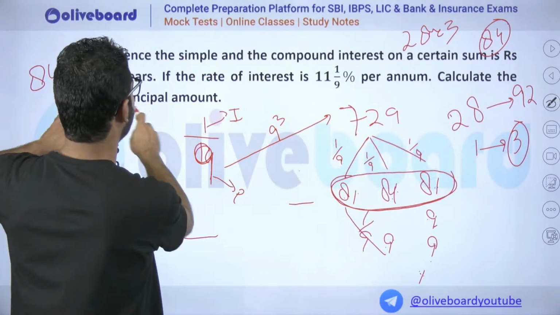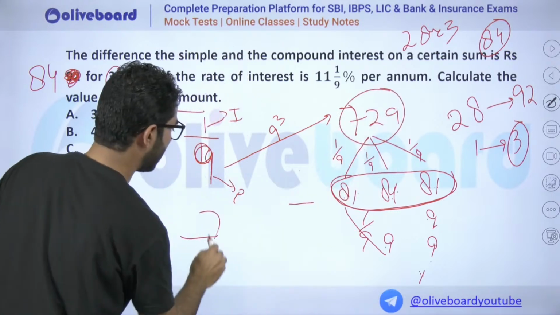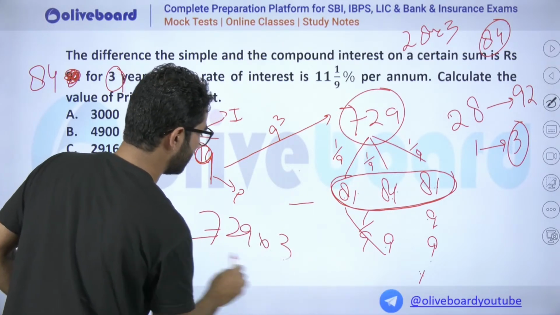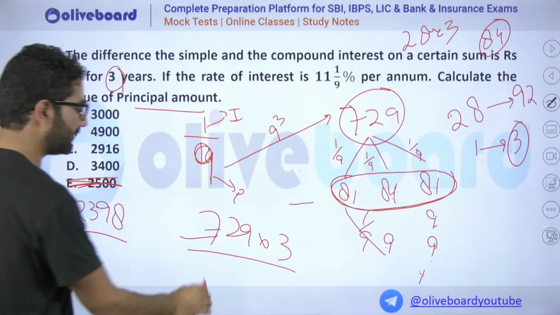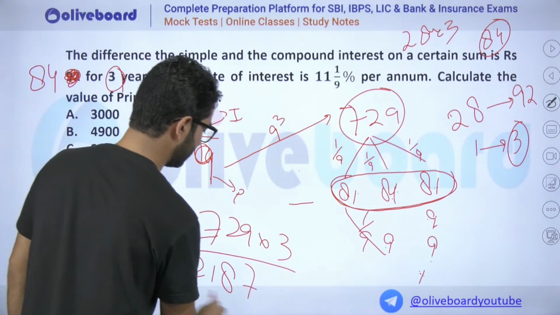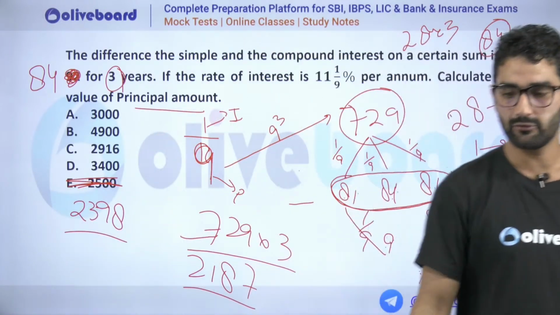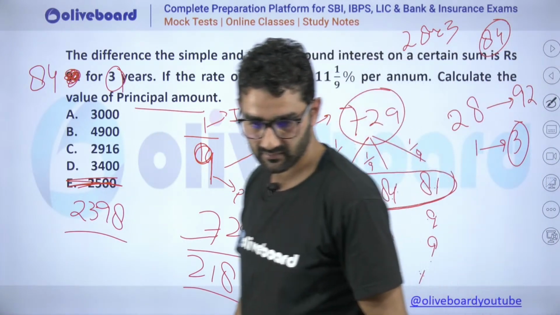We are calculating the principal amount. Sir, 729 multiplied with 3. Yes, how much will it be? Yeah, that is 2187. Okay. So while designing this question, yes.